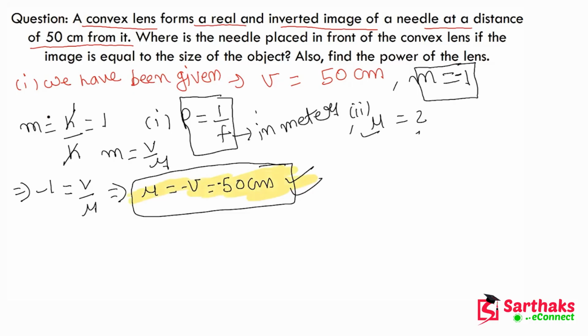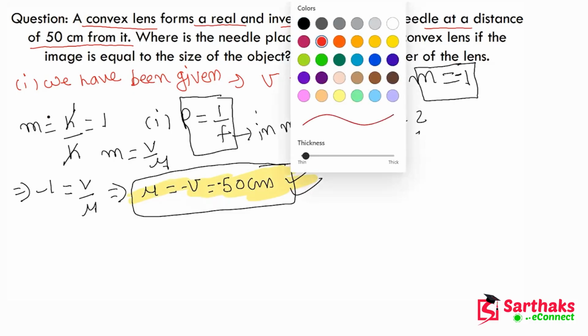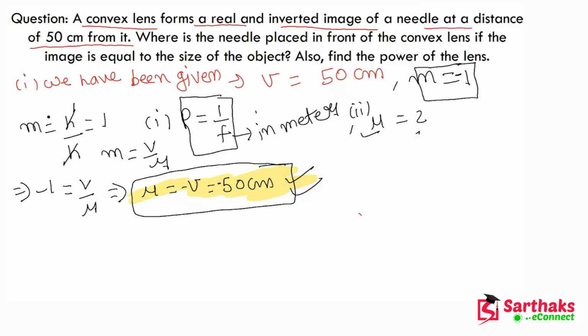Okay. Now, what other things have been asked? We also have been asked the power. So to calculate the power of the lens, we have to calculate the focal length. And how to calculate the focal length? We will simply apply the lens formula. Okay, so what is lens formula? The lens formula is 1 by V minus 1 upon U is equals to 1 upon F. Now what is 1 upon V? V is given 50. And what is U? U is given also 50.